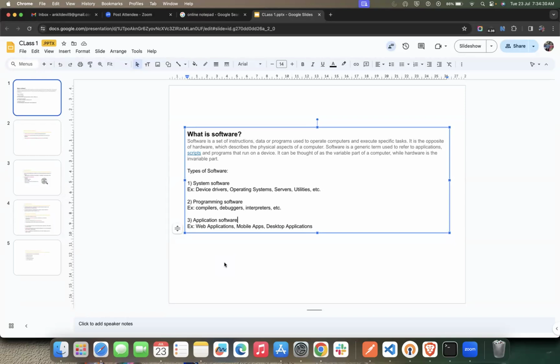And the applications that we use to access the web are generally known as web applications. Okay? So I hope these three terminologies are clear.